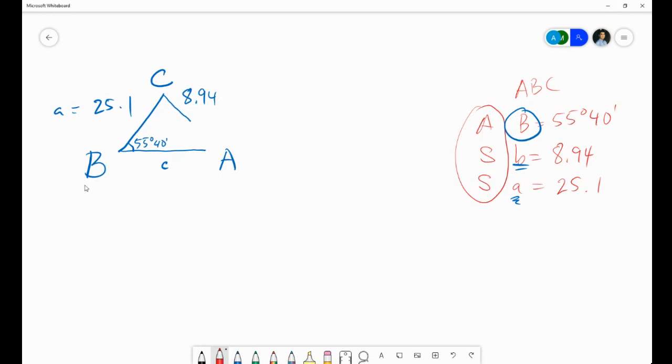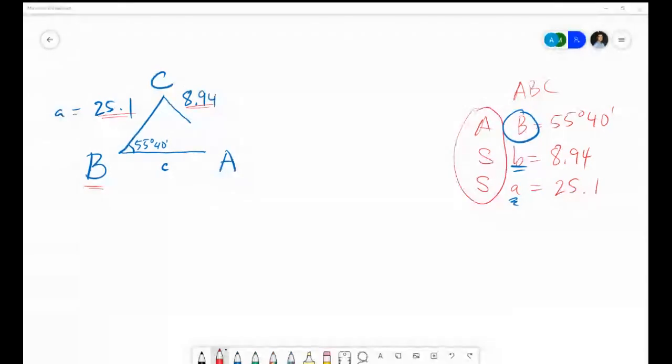Okay, so the angle always goes here, then the opposite of the angle, and then the other side here. We good? Ask questions, guys, because this is kind of confusing.